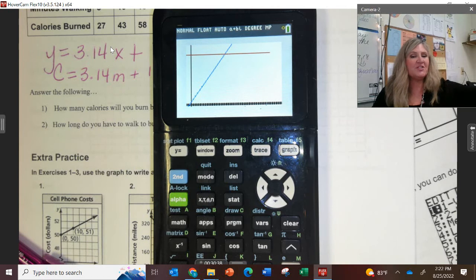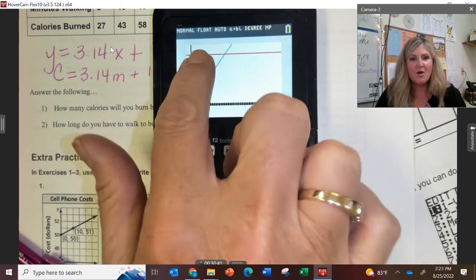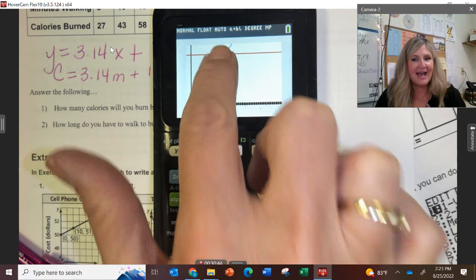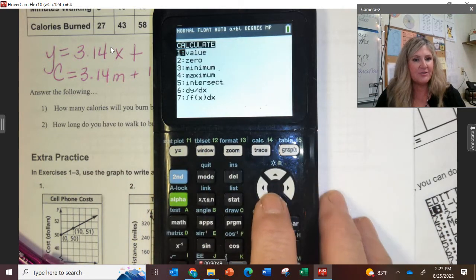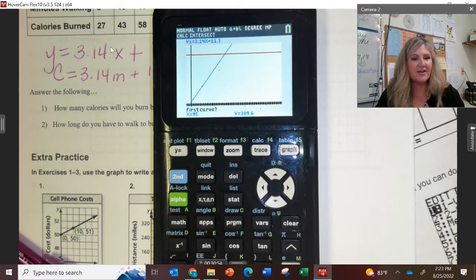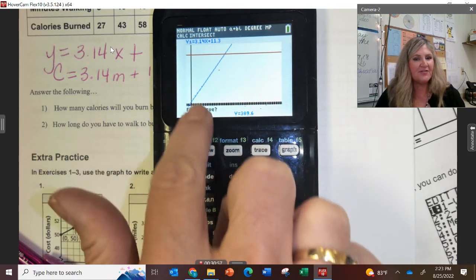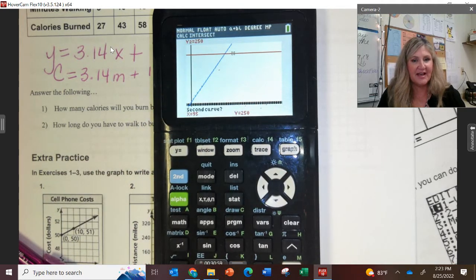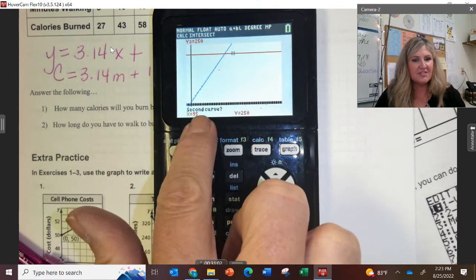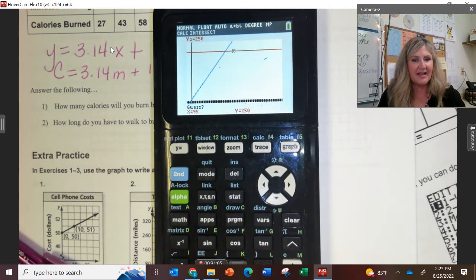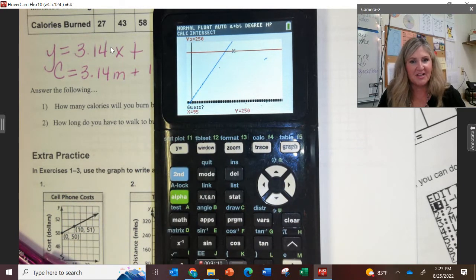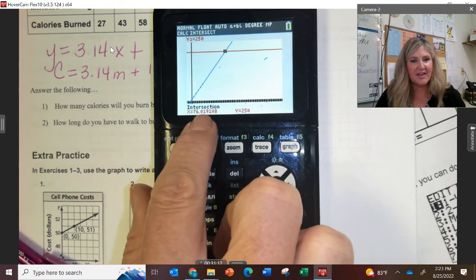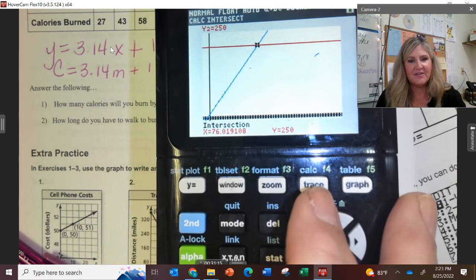All right, guys, now here's what you need to really watch. I want to know where this is at least that much. So I want to find the intersection point, right? Second trace, calculate. Which one do you think I want to go to? Intersect. Now watch this. This is weird. It's going to say, is y1 your first curve? I push enter to say yes. Is y2 your second curve? I'm going to push enter to say yes. This is so weird, but it'll now say, do you want to guess? Not really. I push enter, though, to say yes. And here's where they intersect. At 76.01.